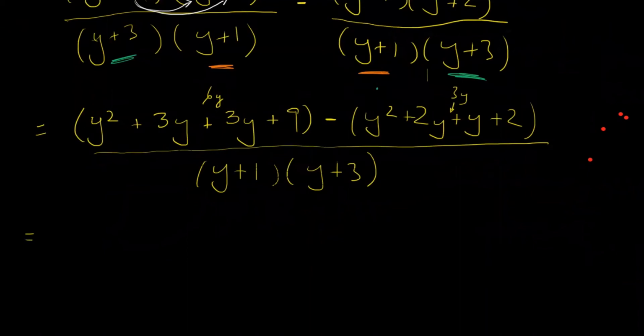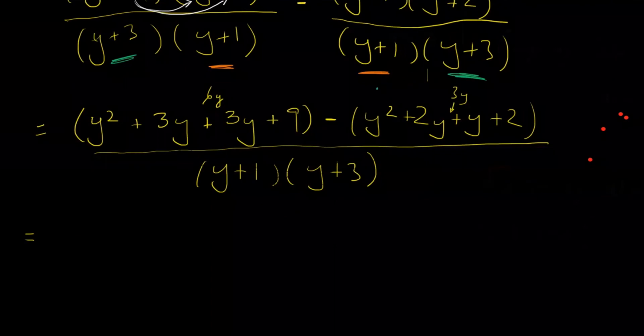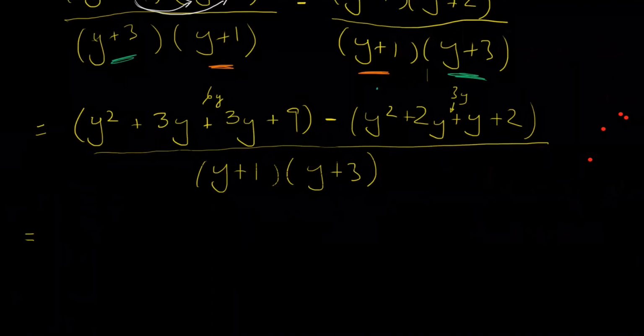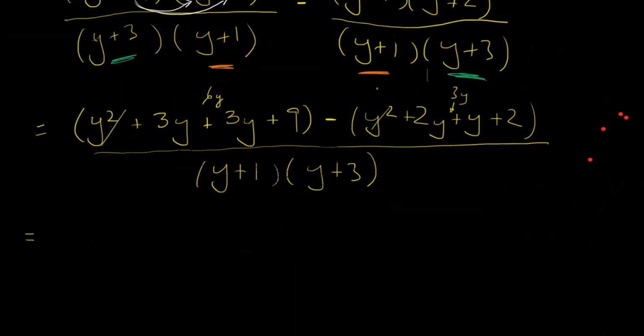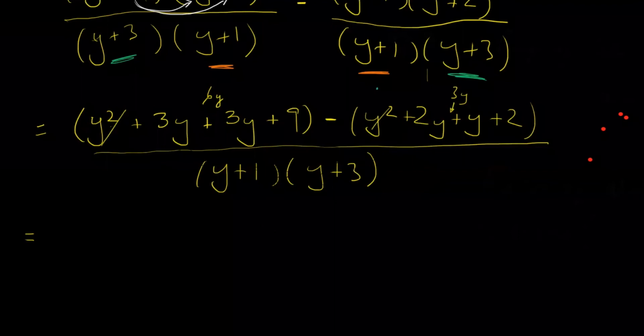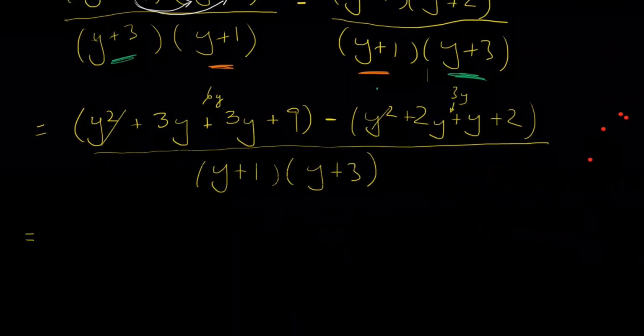I've got y squared there, but I've got a minus y squared. Oh, goodness gracious me. So they cancel out. Y squared minus y squared is 0. So this cancels out, and that cancels out. So I've got 6y here. 6y minus 3y is equal to what?